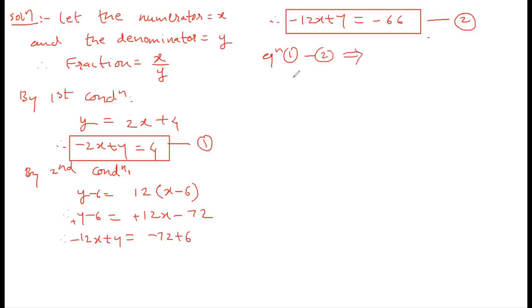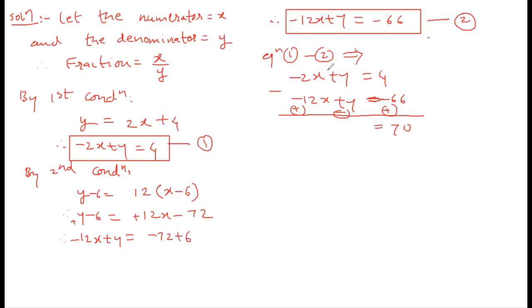So the equations become minus 2x plus y equals 4, and minus 12x plus y equals minus 66. Let's subtract. Minus becomes plus, plus becomes minus, minus becomes plus. So the addition is 70 here. Plus y minus y cancelled. Minus 2x plus 12x, that is 10x.